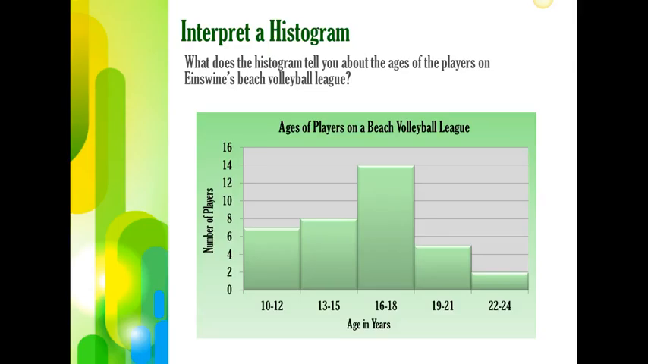One thing we might note about the volleyball players is that 14 of them are between 16 and 18 years of age. Most of the players on the team are 21 years or less. There are only 2 players who are over age 21. We also could note that there is a wide variety of ages on the volleyball league. The players range anywhere from 10 to 24 years old, so that would include both children and adults. Another thing we can do is total all of the bars. If we do this, we find that there are 36 players on the volleyball league.